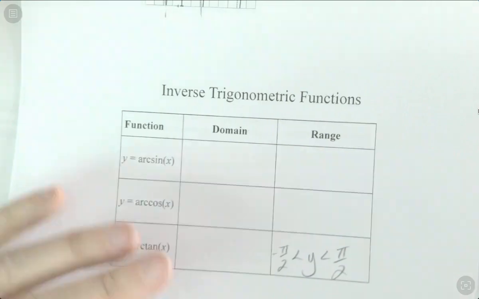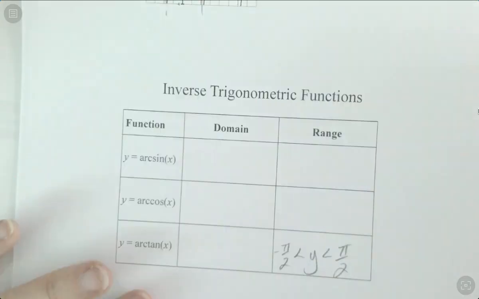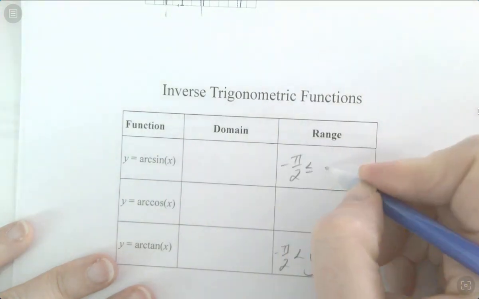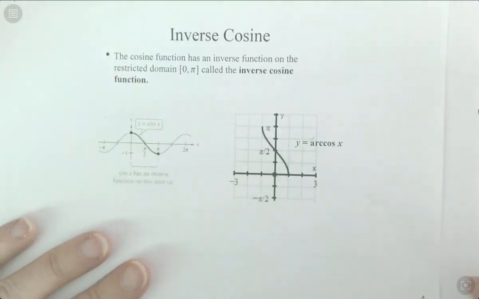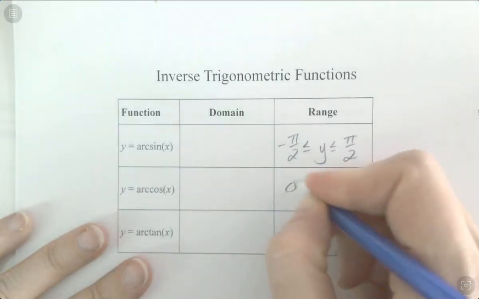Let's look at the inverse sine function. What's the range on the inverse sine function? Yeah, negative pi over 2 and positive pi over 2, but this time we include those, so it's less than or equal to. If you were doing interval notation, you would need to use brackets. Inverse cosine function, what's the range? 0 to pi, inclusive.